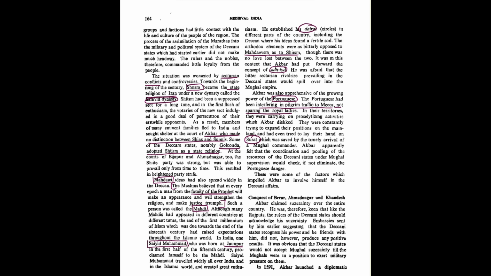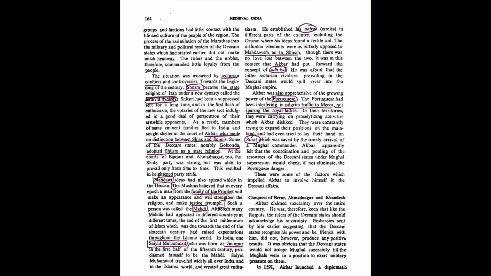Akbar apparently felt that the coordination and pooling of the resources of the Deccan states under Mughal supervision would check, if not eliminate, the Portuguese danger. So he was trying to build a coordination between the Mughal and Deccani forces. He basically wanted to bring the Deccan under his supervision so that he could have greater control over Surat, which was being targeted by the Portuguese for its commercial value. These were some of the factors which impelled Akbar to involve himself in the Deccani affairs.